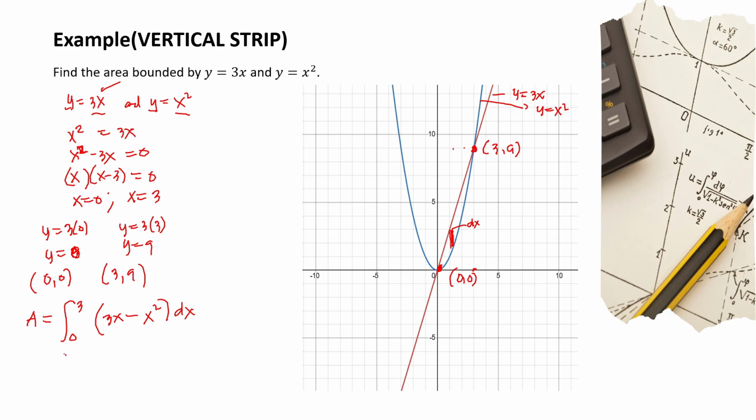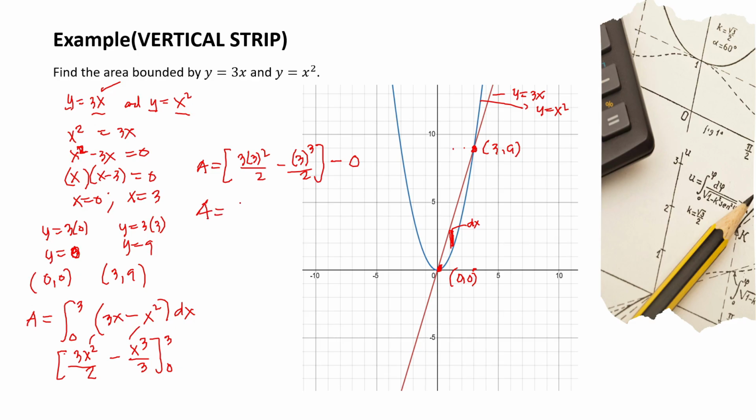So this is 3x squared over 2 minus x cubed over 3, bounded from 0 to 3. So our area here is 3 times 3 squared over 2 minus 3 cubed over 3, then minus 0, because if we substitute 0, the result is 0.